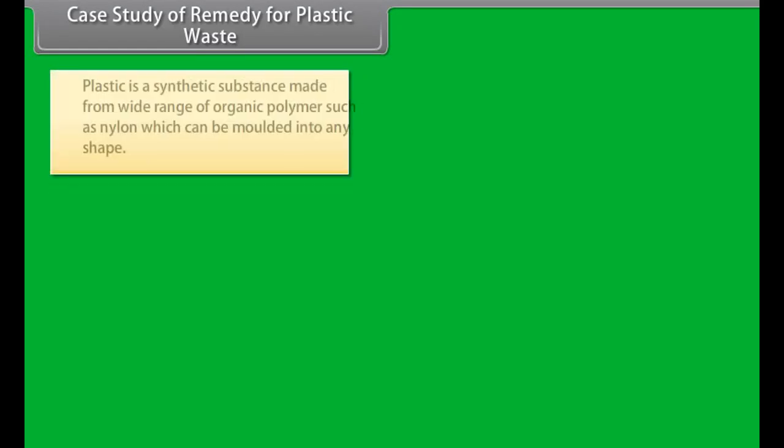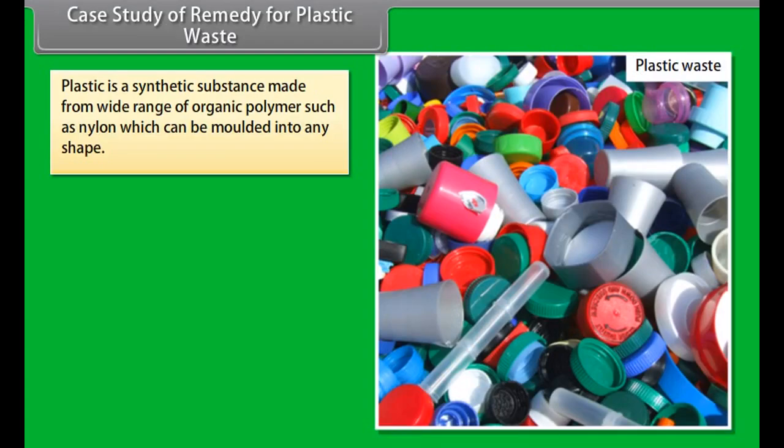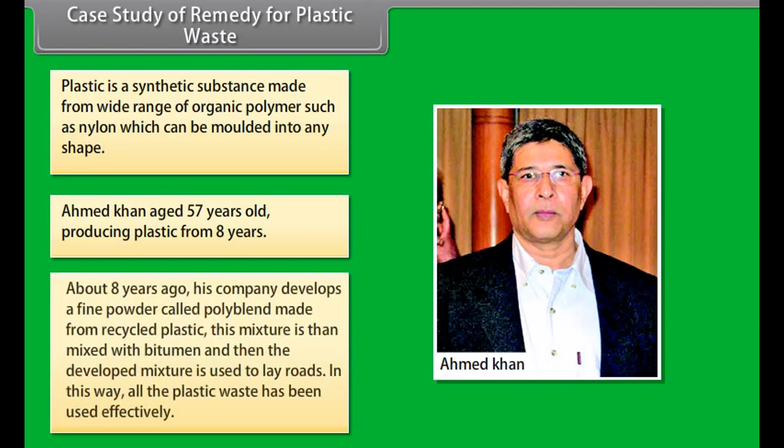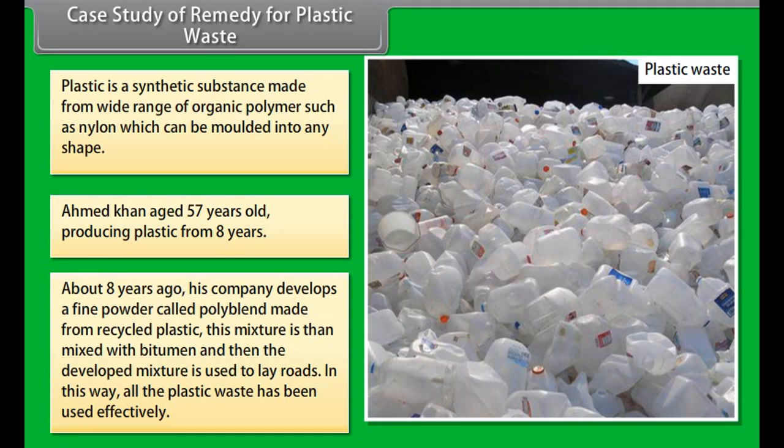Case study of remedy for plastic waste. Plastic is a synthetic substance made from a wide range of organic polymer, such as nylon, which can be molded into any shape. Ahmed Khan, aged 57 years old, has been producing plastic for 8 years. About 8 years ago, his company developed a fine powder called polyblend made from recycled plastic. This mixture is then mixed with bitumen and the developed mixture is used to lay roads. In this way, all the plastic waste has been used effectively.